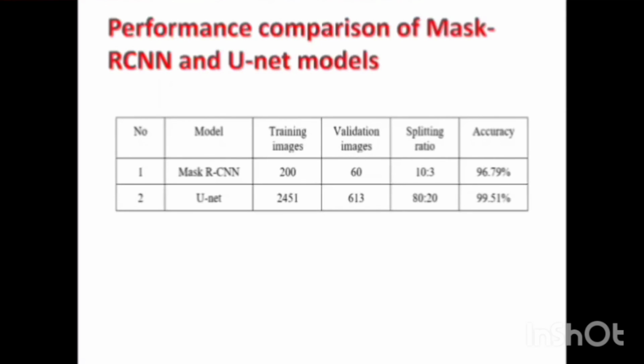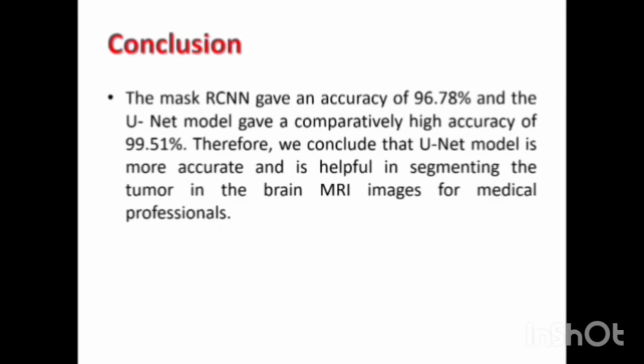We can see that with very few training images we got a good accuracy for Mask RCNN, but for just 200 images, Mask RCNN took a large amount of training time. U-Net took less training time than the Mask RCNN model and gave accurate results. By comparing the performance of the above models, we can conclude that the U-Net model is more accurate than the Mask RCNN model.